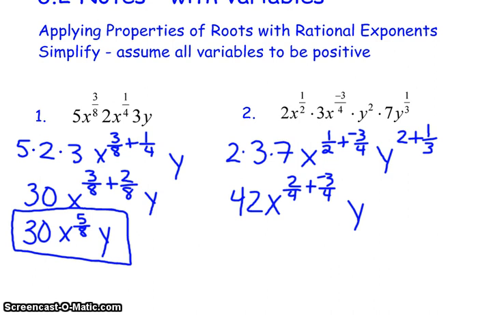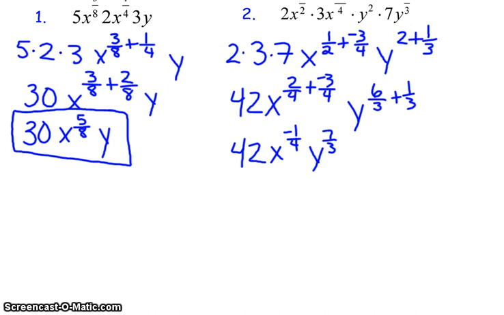And then y, if I get a common denominator again of thirds, 3 times 2 is 6/3 plus 1/3. Simplifying, 42 x to the negative 1/4 y to the 7/3. Continuing on, we're going to have to make that exponent positive, so we would have 42 y to the 7/3 over x to the 1/4.